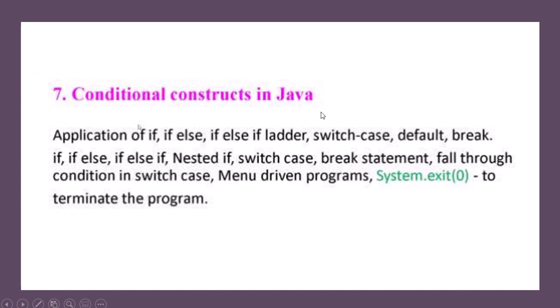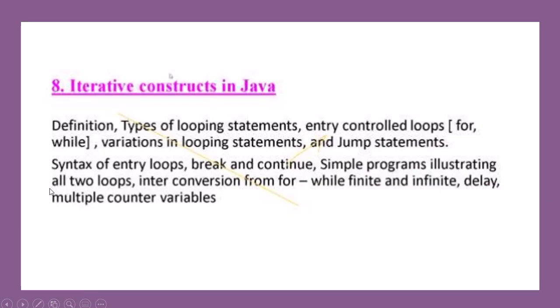Chapter 7 is conditional constructs in Java. Go through if-else ladder, switch case, default, break, and then nested if, break statement, fall through condition, switch case, menu driven. You can just go through the programs. System.exit(0), terminate, how to terminate the program.